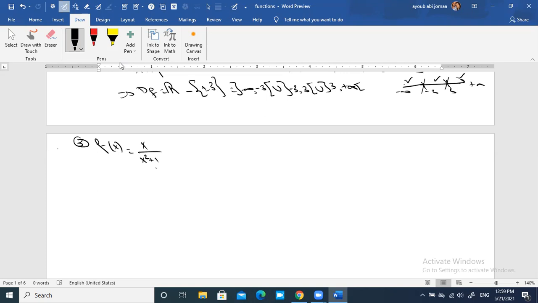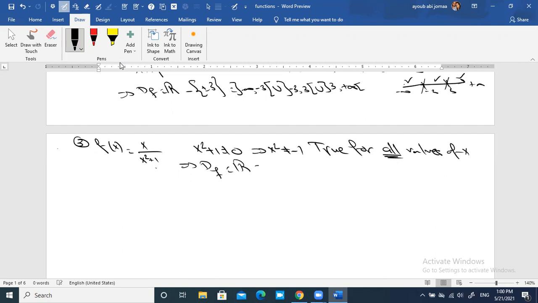Here, if you are going to write something, you put the denominator x squared plus 1 not equal to 0. Then x squared is not equal to negative 1. This is true for all values of x. This means that the domain is all real numbers, from negative infinity to positive infinity.